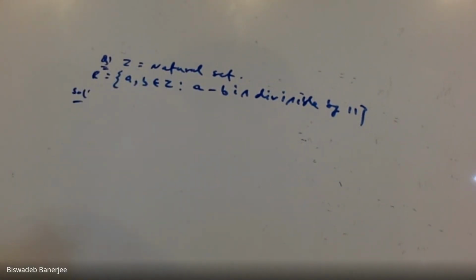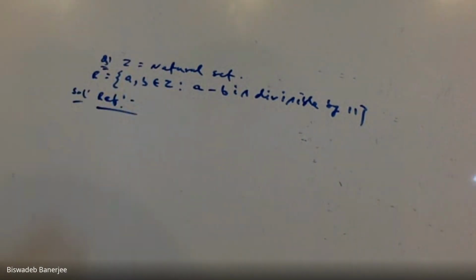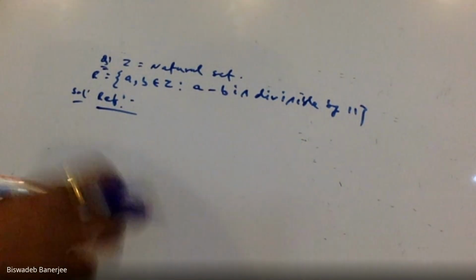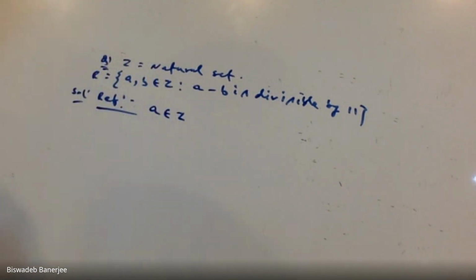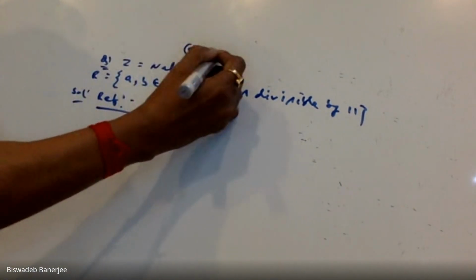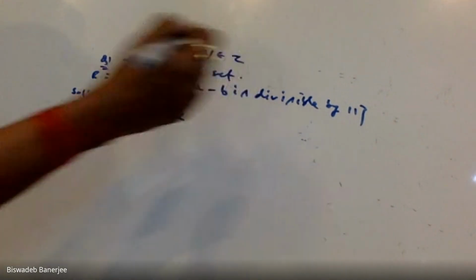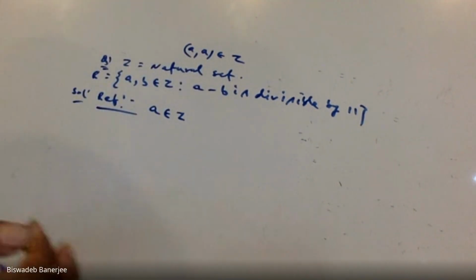So how to check this? At first, we have to check the reflexive property. Now, how to check the reflexive property? Very easy. Take any element from this set. I am taking an element a belongs to Z, that means a is an integer. Now, how to prove reflexive relation? You have to prove (a, a) belongs to R. Here, this a is called domain and this a is called range. Here, domain and range are equal basically.